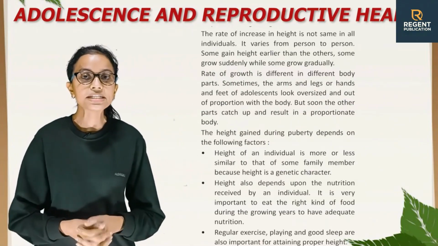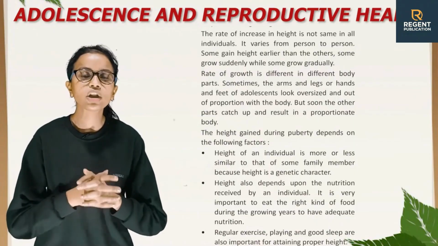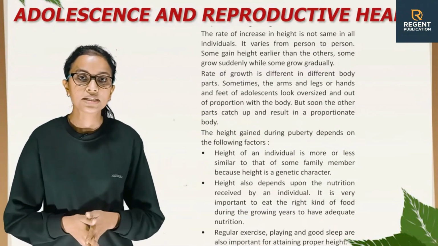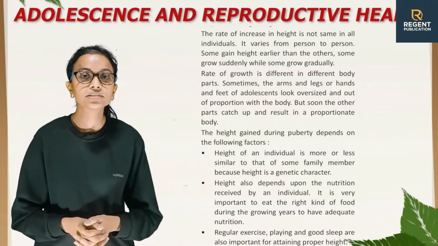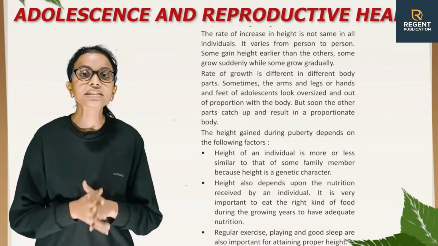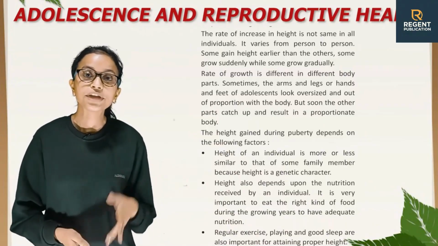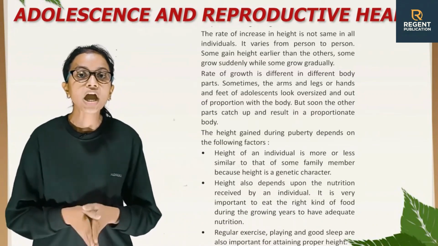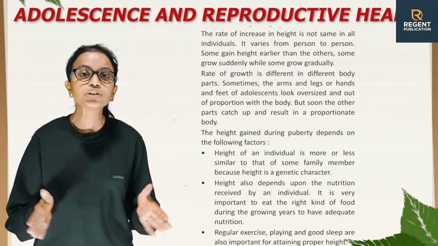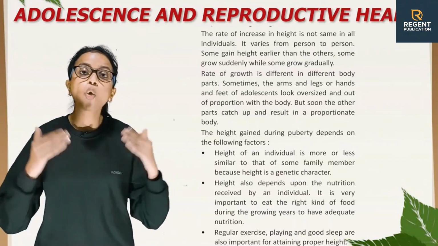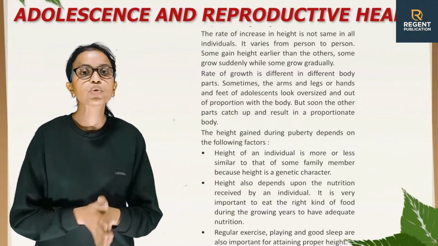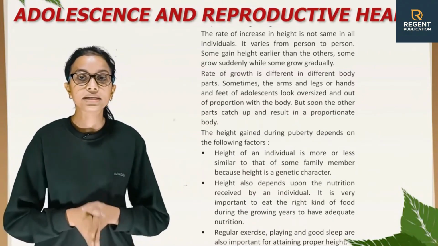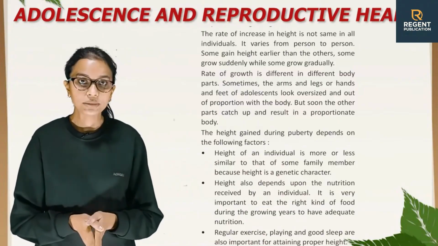The rate of increase in height is not the same in all individuals. It varies from person to person. Some gain height earlier than others. Some grow suddenly while some grow gradually. The rate of growth is different in different body parts. Sometimes the arms and legs or hands and feet of adolescents look oversized and out of proportion with the body. But soon the other parts catch up and result in a proportionate body.